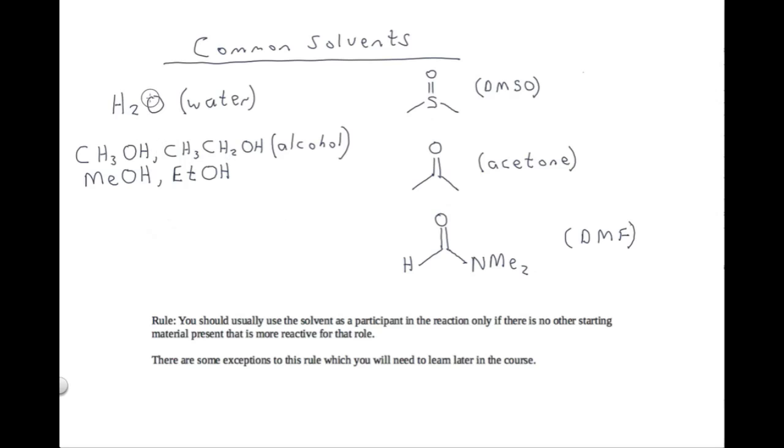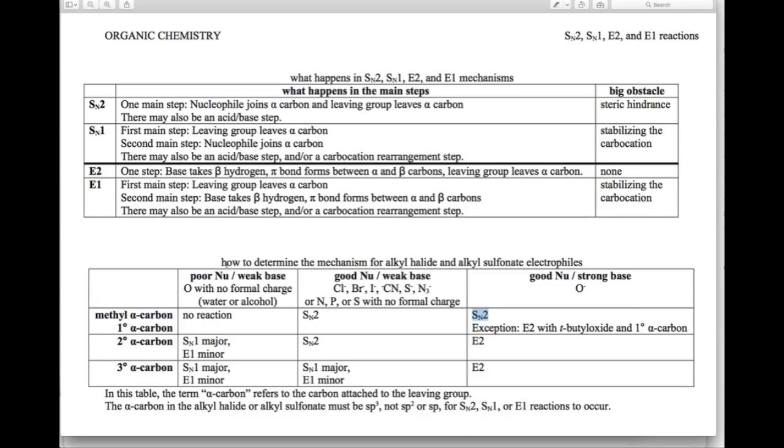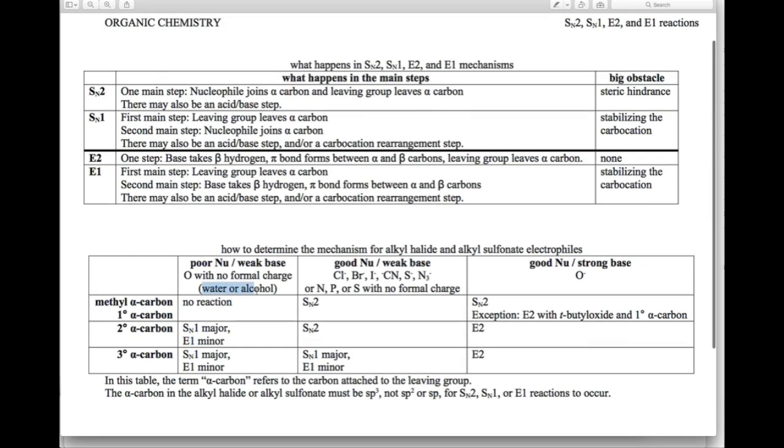Generally, these are the molecules that you might use in reactions right now. You could use water or an alcohol in a reaction, because you can see from this table that water and alcohol with a neutral oxygen are poor nucleophiles. They're poor nucleophiles, but they're good enough for SN1 and E1. So you will be using water and alcohol solvents sometimes for SN1 and E1 reactions.